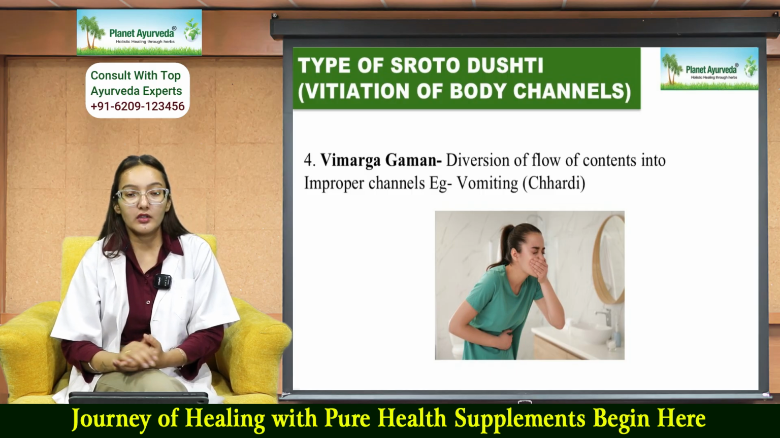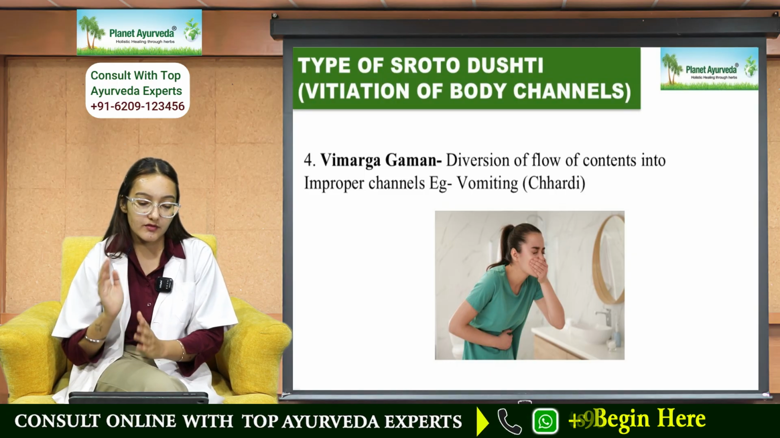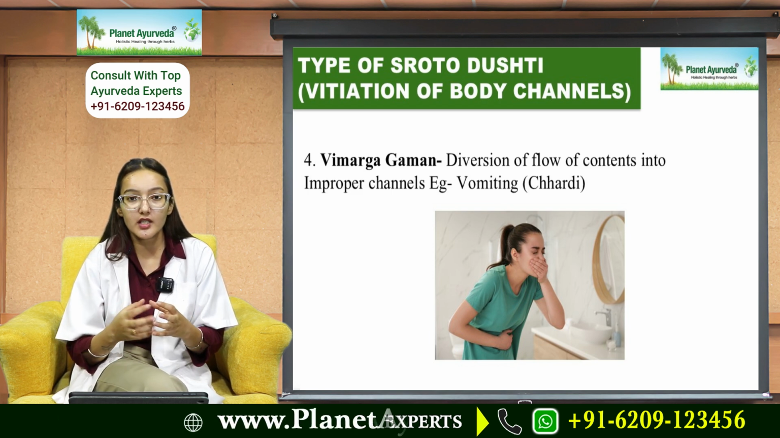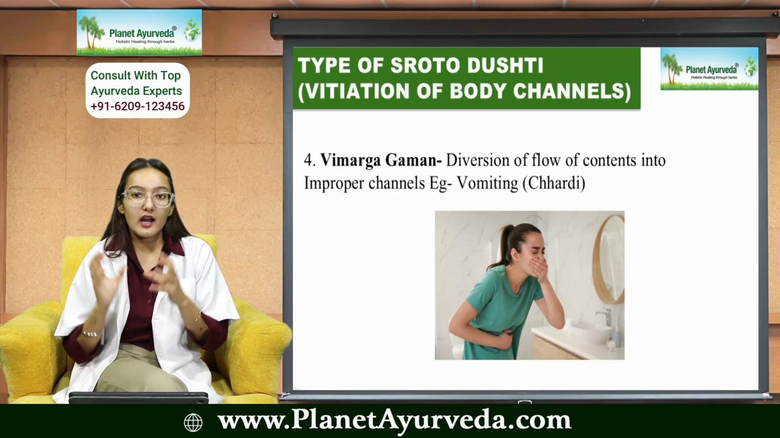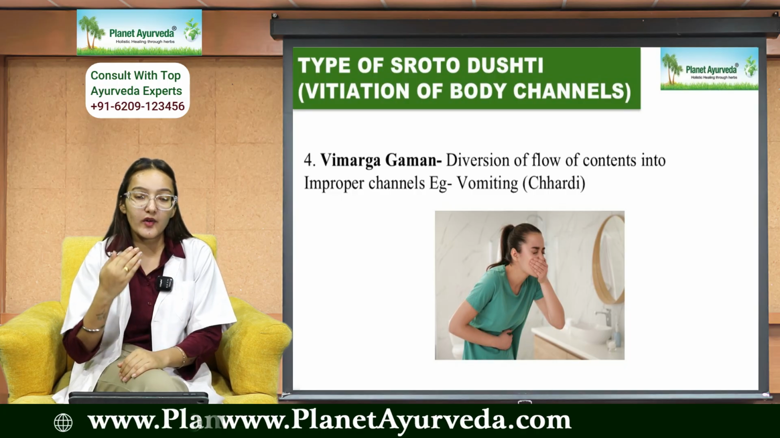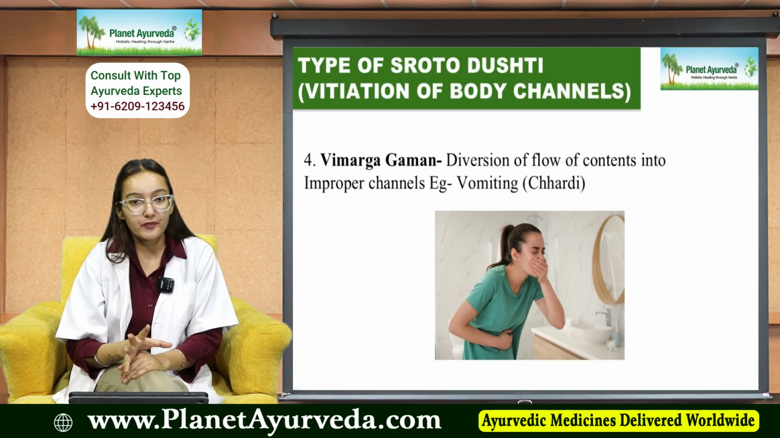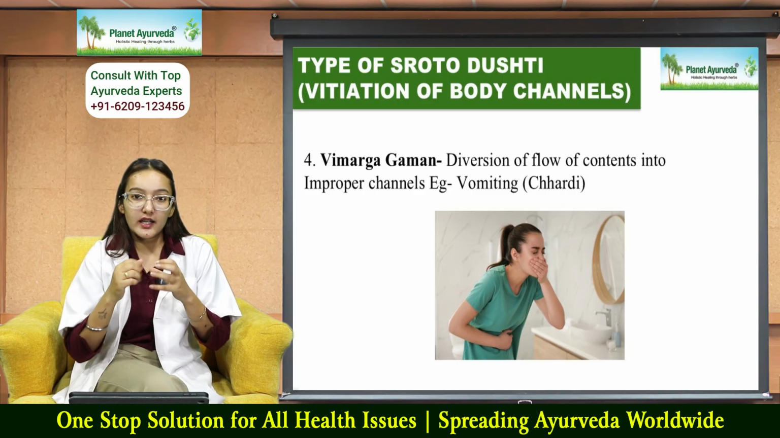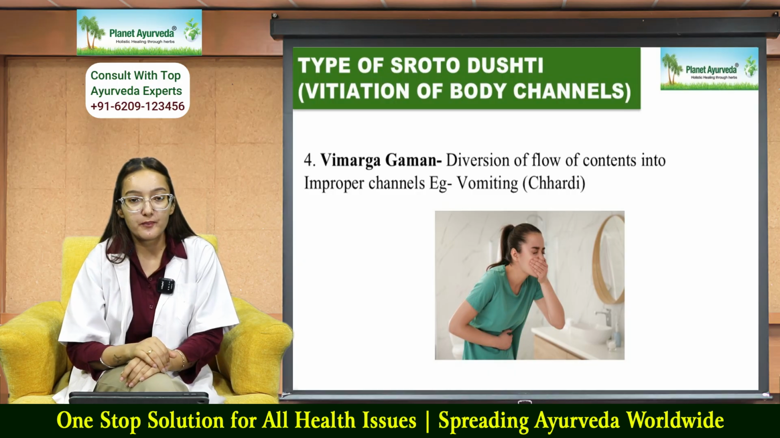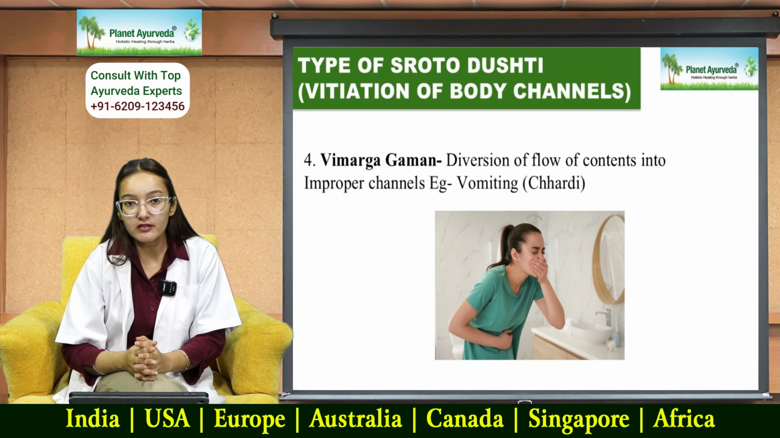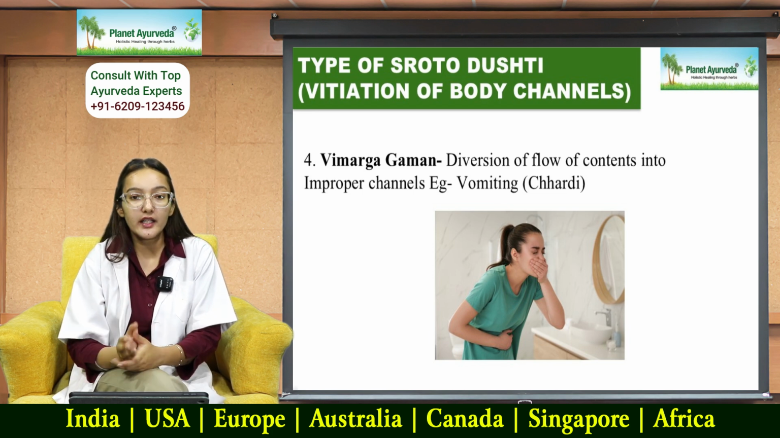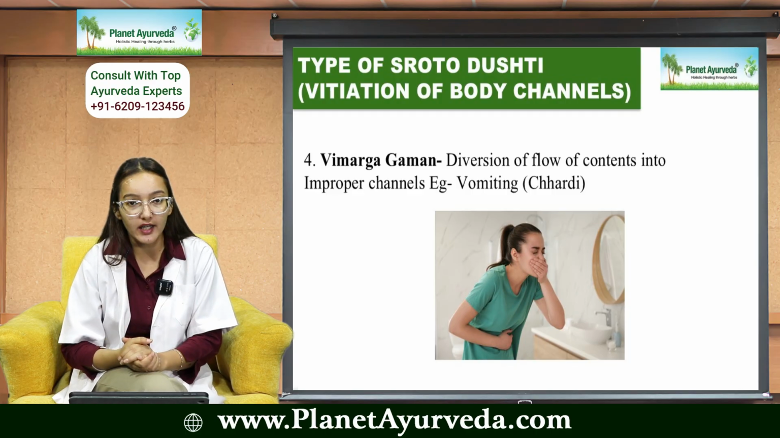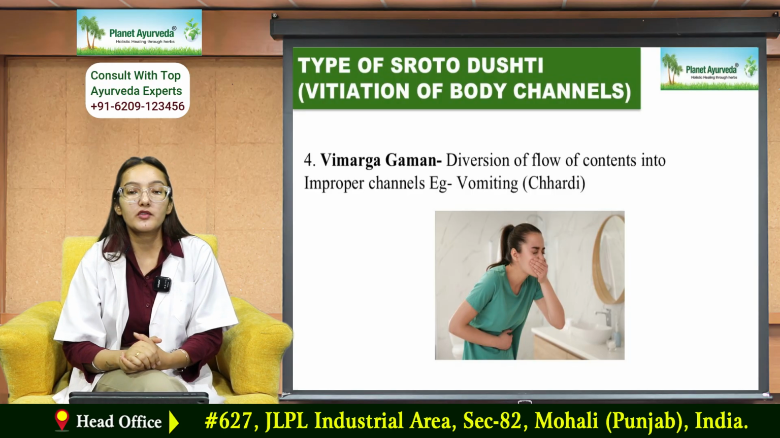One more example I want to give you for Vimargagaman, it just struck my mind. In heart disease, whenever there are blockages in the arteries, the arteries are not able to provide blood to the heart, and the heart is not able to pump it. Then backflow happens, which again causes pressure over the pulmonary arteries. When there is pressure on the pulmonary arteries, the content leaks out and pleural effusion occurs, which means fluid fills the pleural cavity. That is also an example of Vimargagaman.